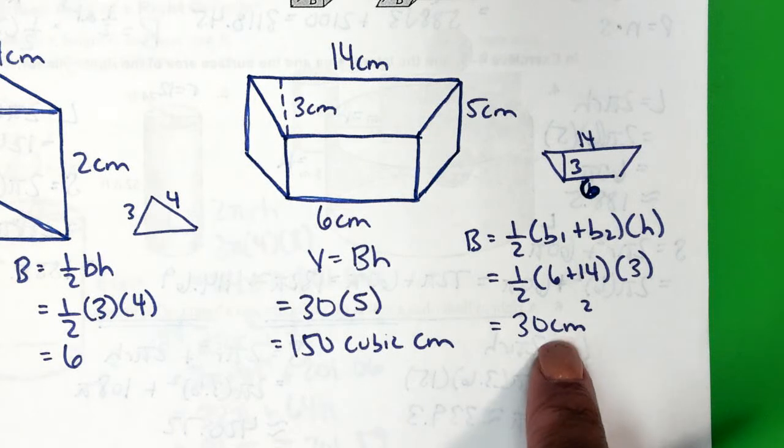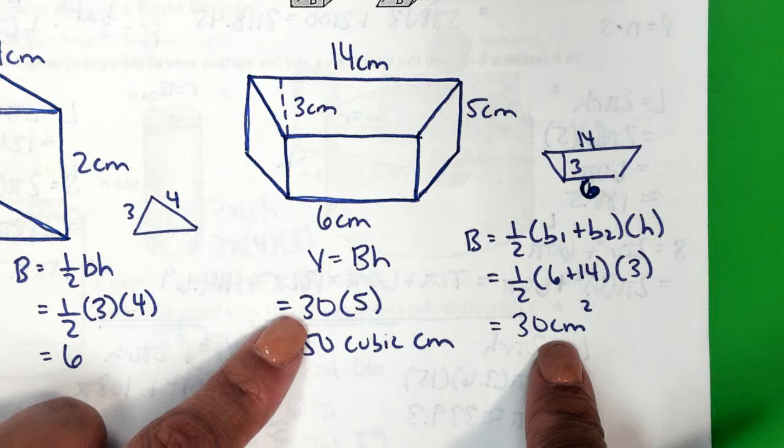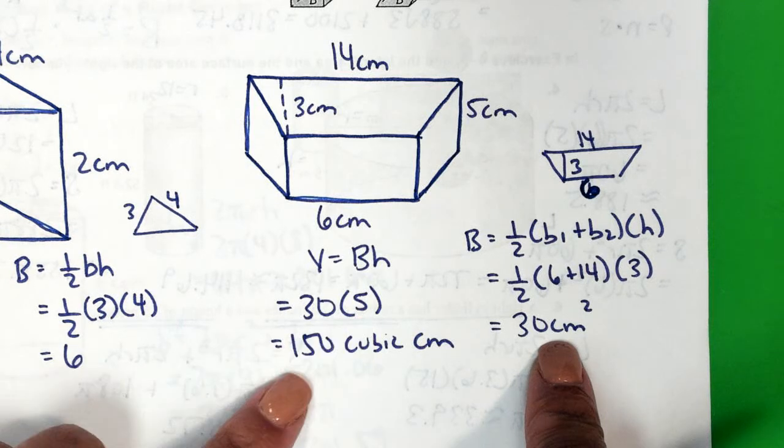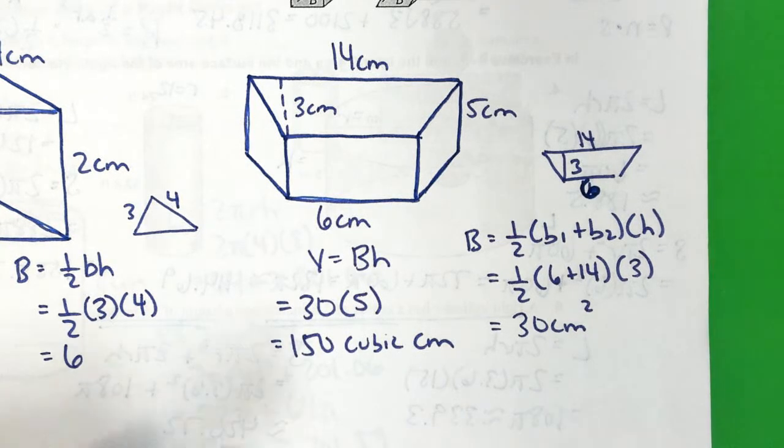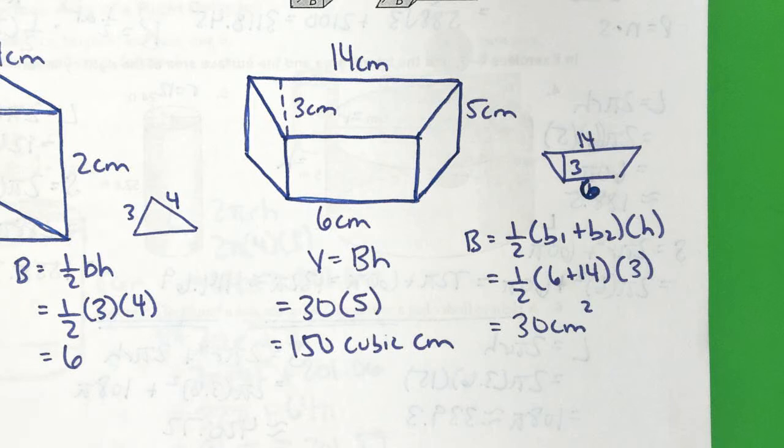So now that we found the base area, we're going to multiply that by the height of the prism, which is 5, and we end up with 150 cubic centimeters. So that is an example of finding the base area and finding the volume of the prism. So now on to the next page, we're going to find the volume of a cylinder.